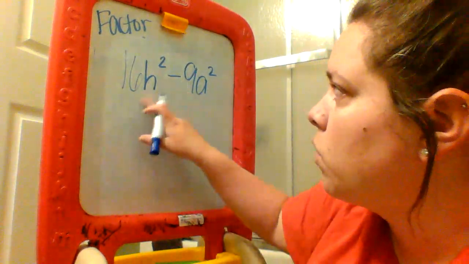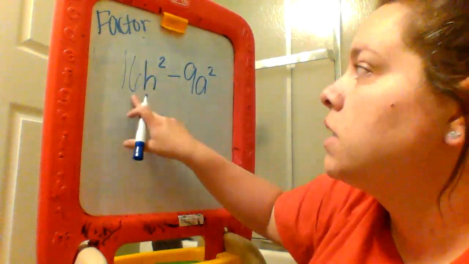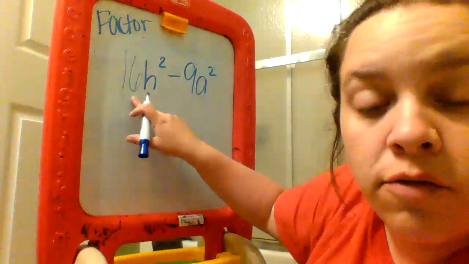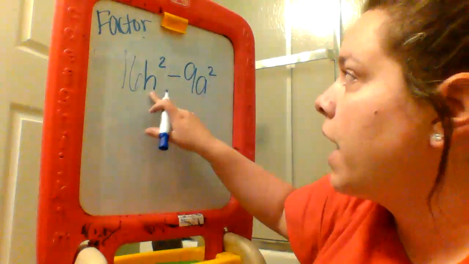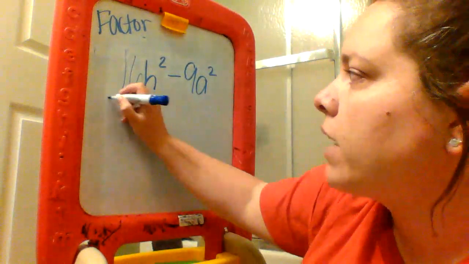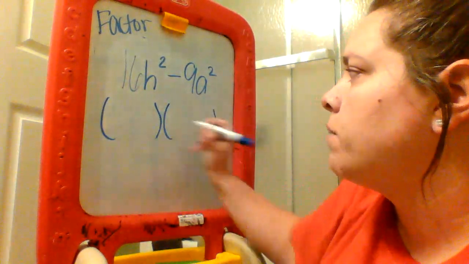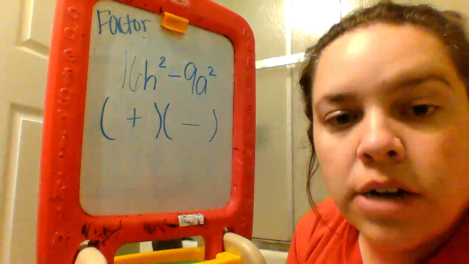All right, and then I'm going to look at it. It's special because it's 2 terms. Is it a difference? Yes, because it's subtraction. Is 16 a perfect square? Yeah, 4 times 4 is 16. What about 9? 3 times 3 is 9. h squared and a squared, they've got squares on them, so they're perfect squares. So the factors are the same, they're just opposite signs.